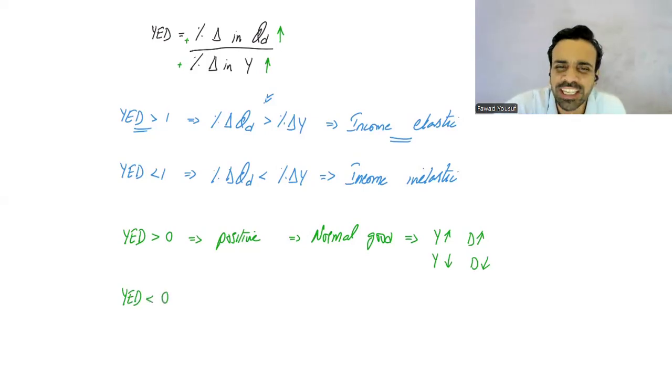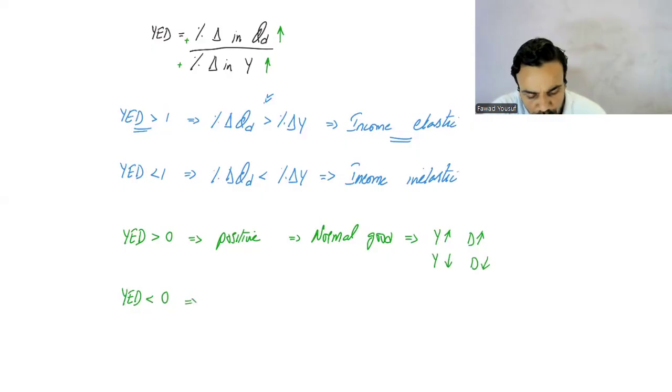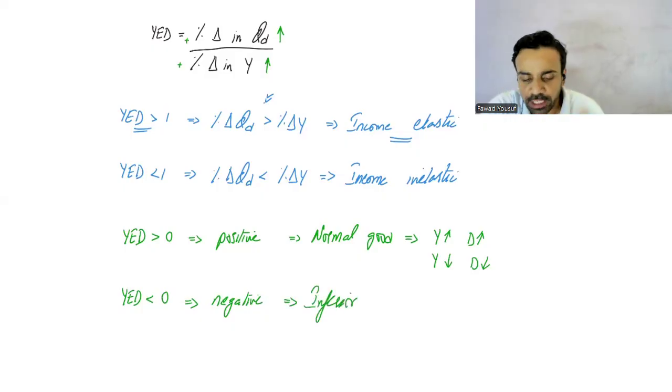If the value is less than zero, which means it is negative, then in that case I should suggest that this product is inferior. How? Let's come back to my formula above. If income goes up but demand goes down, a positive versus a negative will give me a negative value, because what are inferior goods?